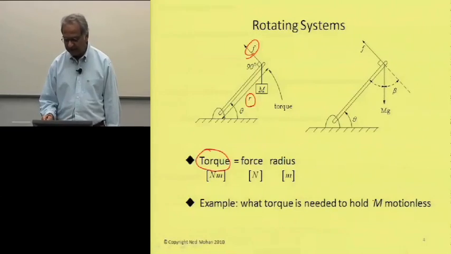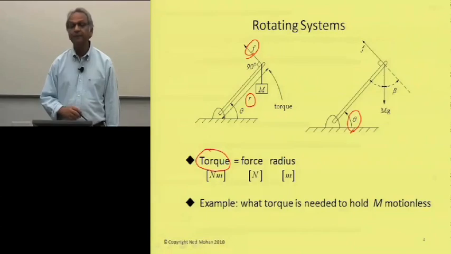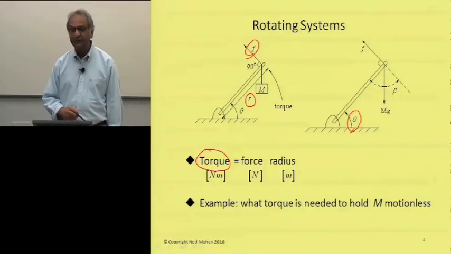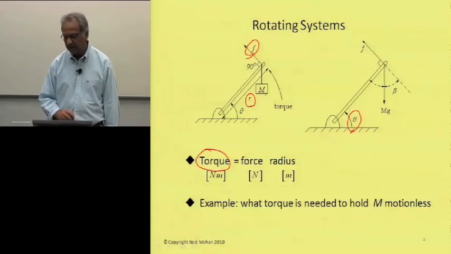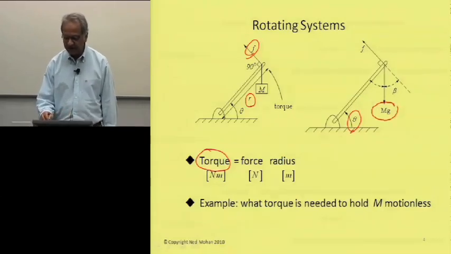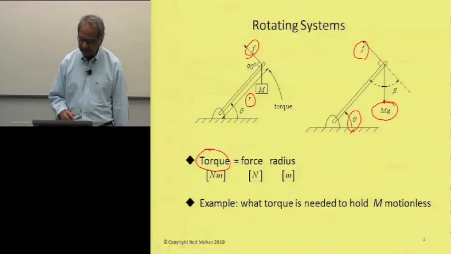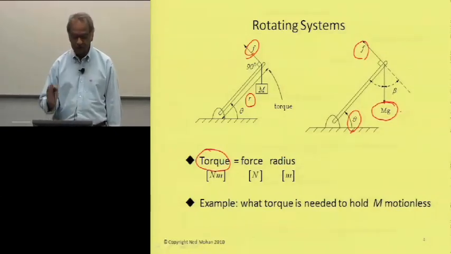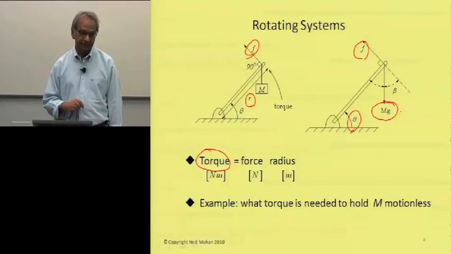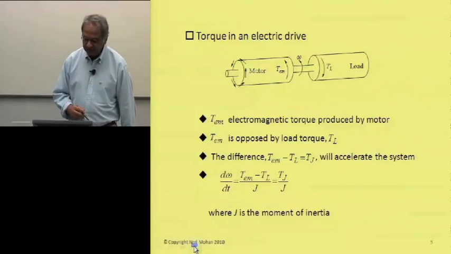You can see in this example, let's say you want to keep this arm stationary at this angle theta. What force do we have to apply when there's a mass m hanging from this arm? There's a gravitational force acting on it, and the component of this F, which is opposite to the direction of this gravitational force, has to be equal to this gravitational force to keep this arm stationary. Let's move on with this torque here.